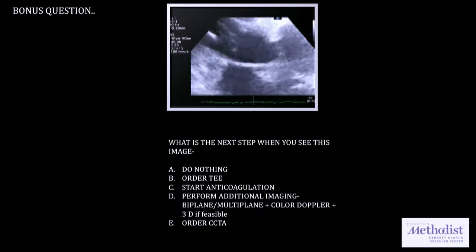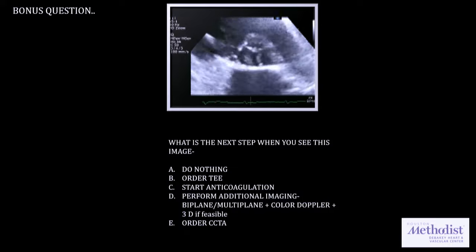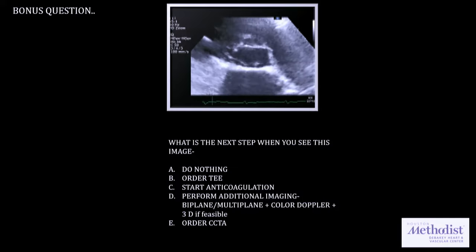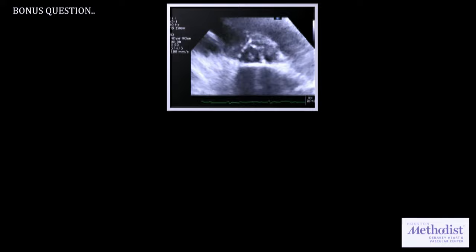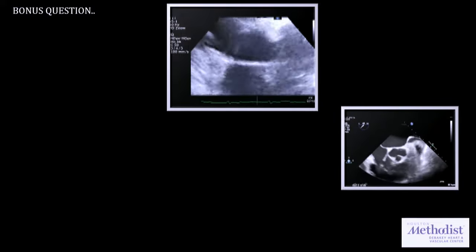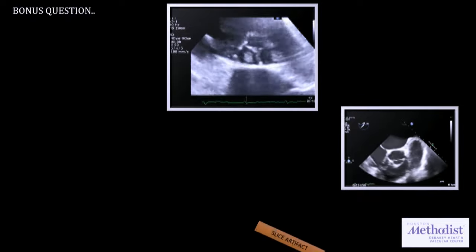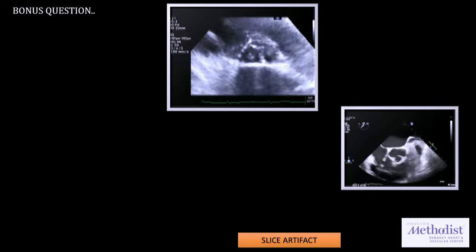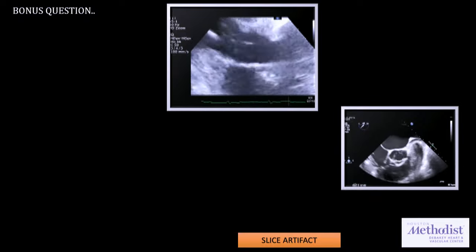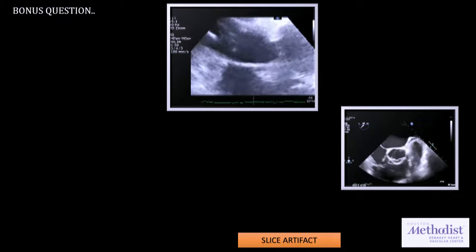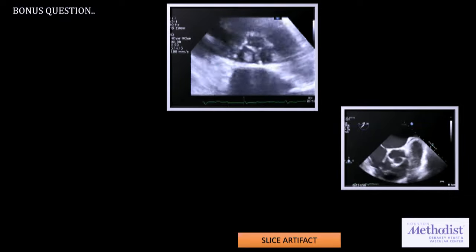Perfect, Kara. Right? So additional imaging. It's obvious there is something there, but before we come to conclusions, you want to do some additional imaging. And actually, if you see, this patient had a TE, which showed that there's nothing on the aortic valve, right? This is a classic example of a slice artifact, where you slice the cusp at an odd angle, which makes it look like there's a mass. We have actually had more than a couple of cases. So very important. So what do you do for additional imaging?